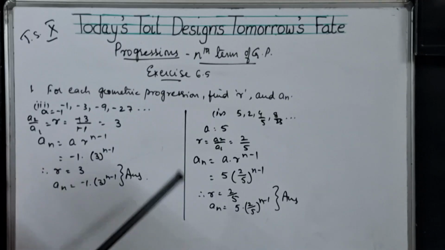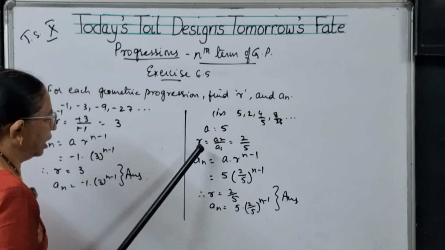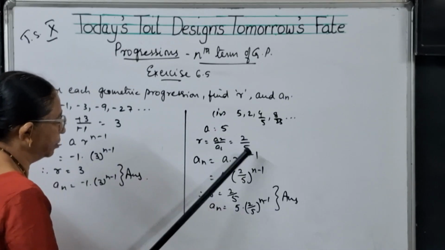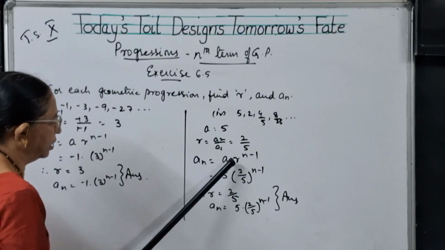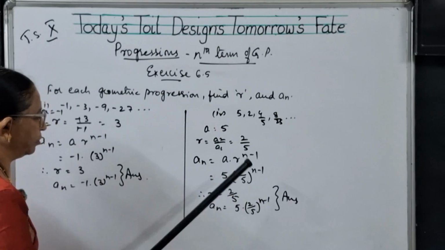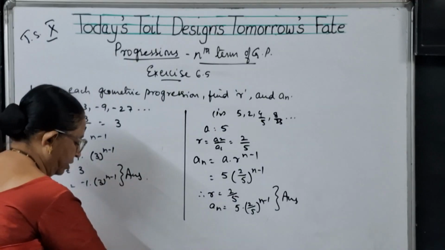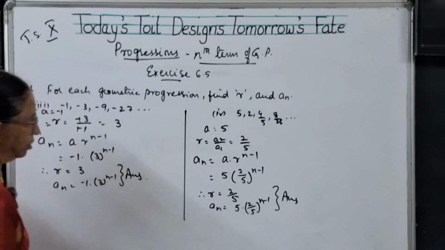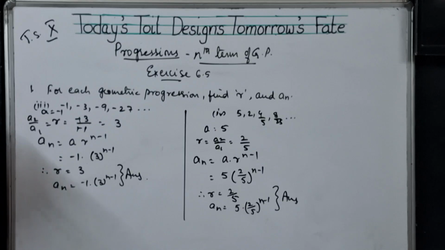R is 3. Now the next one, a is 5. R is a2 by a1, that is 2 by 5. So an is a into r to the power of n minus 1. A is 5 into 2 by 5 whole to the power of n minus 1. These are the answers. The first bit is completed, children. It is noted down.